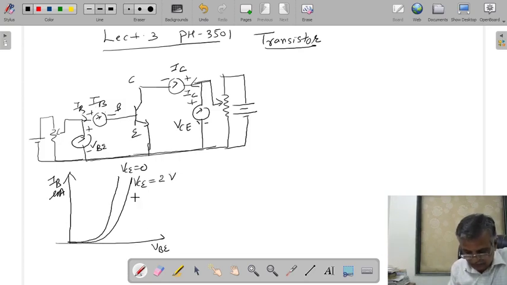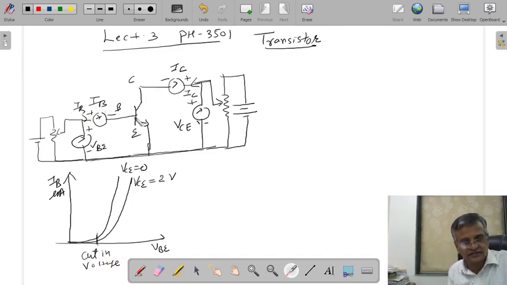From this graph we have concluded that a certain minimum value is required for current to flow. It is called cut-in voltage. A certain minimum value of the base emitter voltage is required for conduction of the transistor. This minimum value is called cut-in voltage.